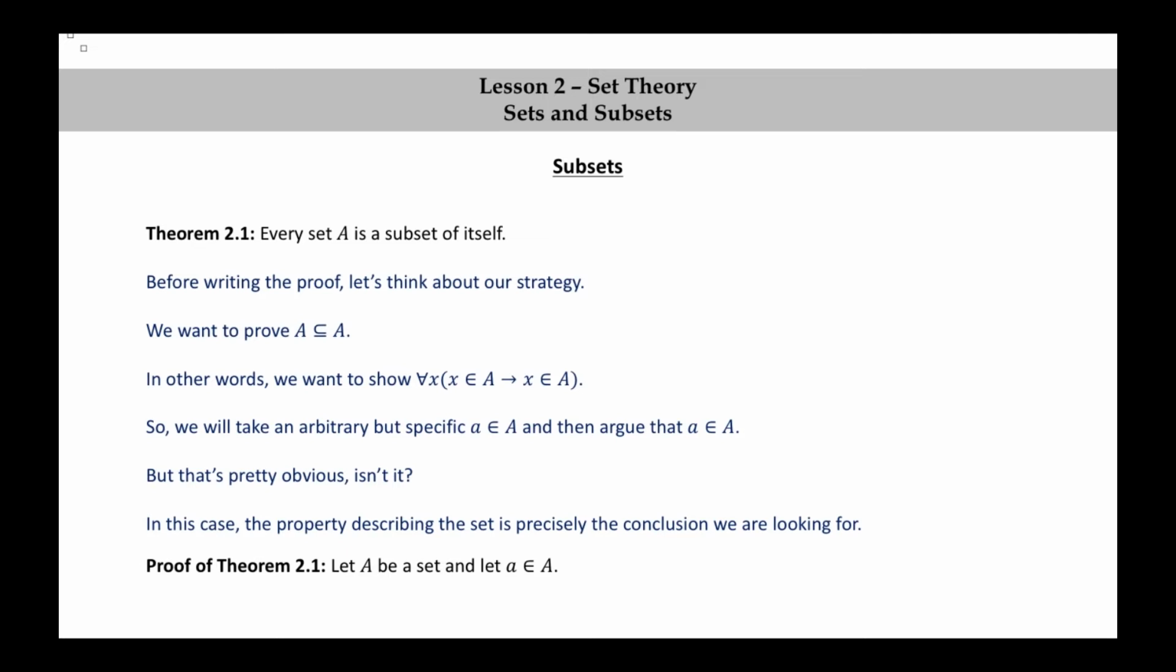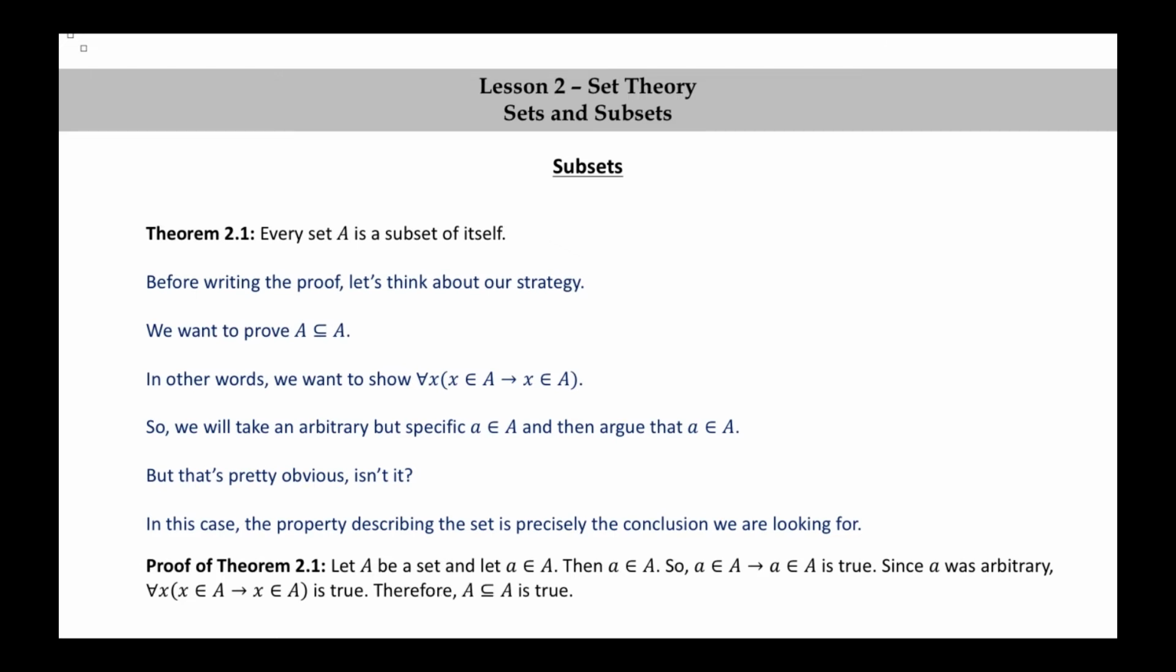Let A be a set and let little a be in capital A. Then little a is in capital A, right? We just said it, so it's true. So a in A implies a in A is true. Since little a was arbitrary, the statement for all x, x in A implies x in A is true. Therefore, A is a subset of A is true.